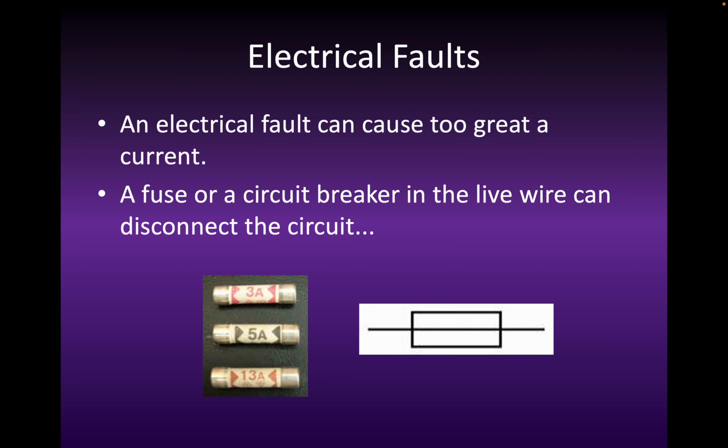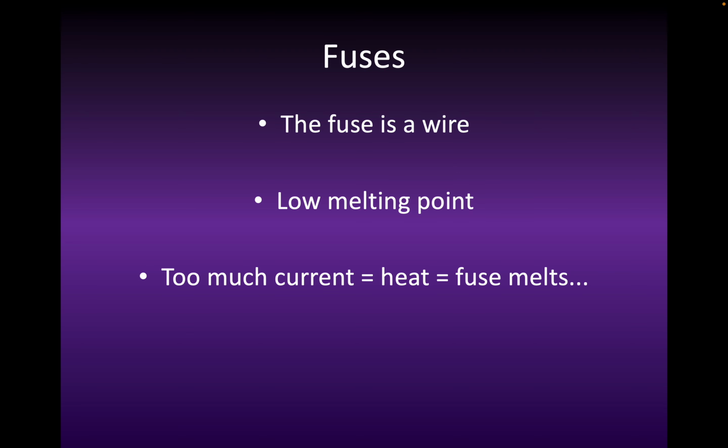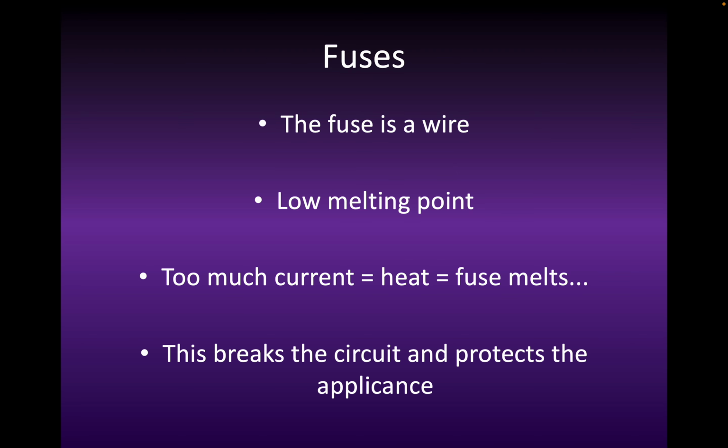There we have a 3 amp fuse, a 5 amp fuse and a 13 amp fuse, with the symbol for your fuse being a rectangle with a wire going through it, and literally a fuse is a wire, copper wire normally, going through the cylinder inside. So the fuse is a wire with a low melting point. Well, it has a melting point which relates to the maximum current that it can take. Too much current produces too much heat, and the fuse melts above its rated value if the current is left on for that amount of time. And this breaks the circuit and protects the appliance.